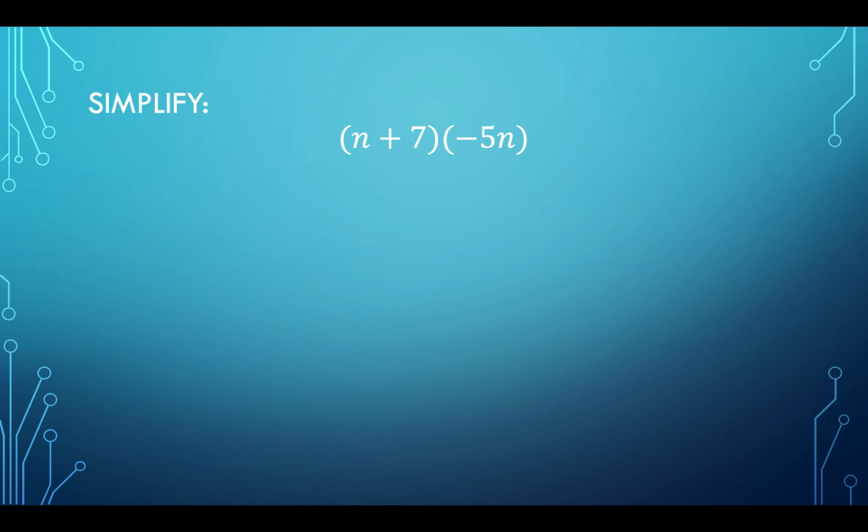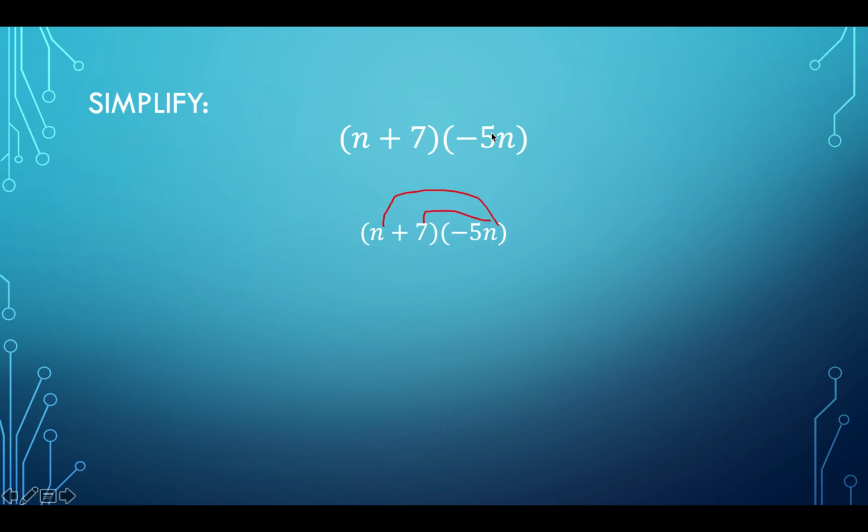Now let's try this one. n plus 7 times negative 5n. Now this one, some of you, I think I gave one of these to you for your homework. What you guys ended up doing was you thought this was a minus 5. Now I could put the number we're multiplying by in front of the parentheses or after the parentheses. So here I put it after.